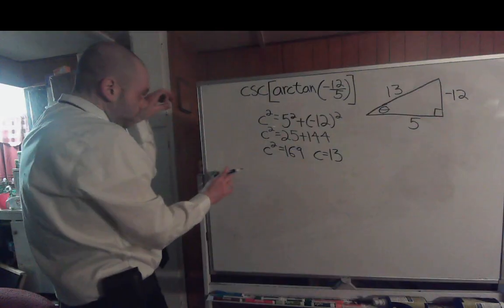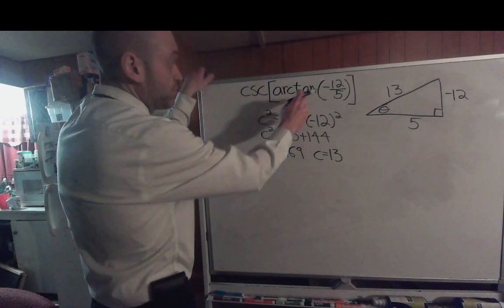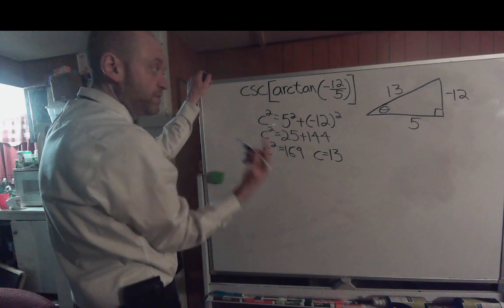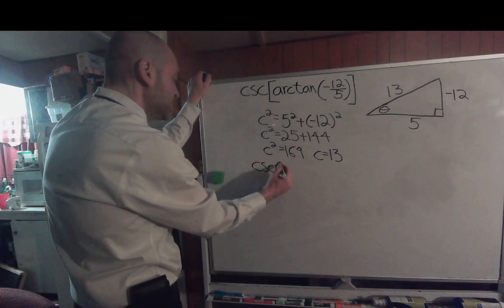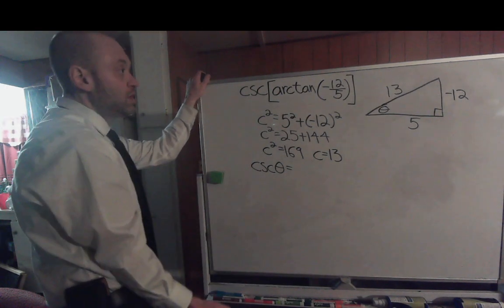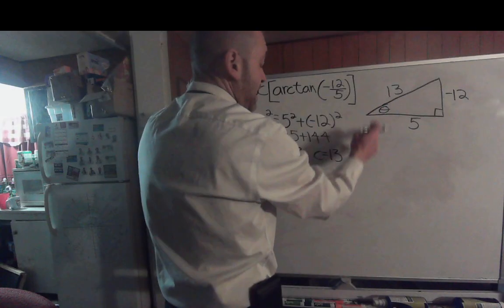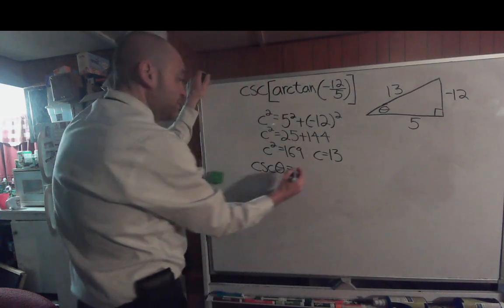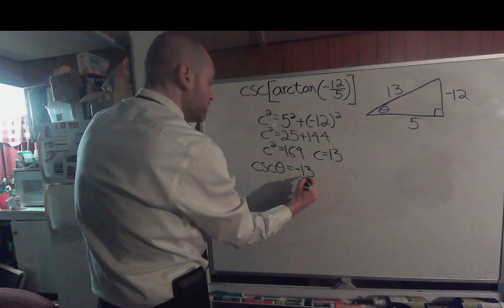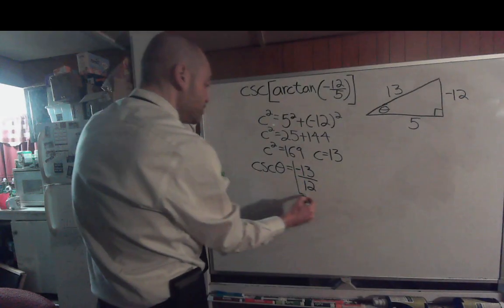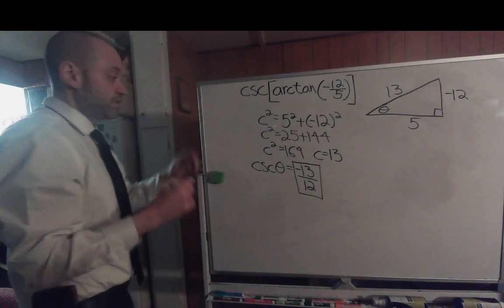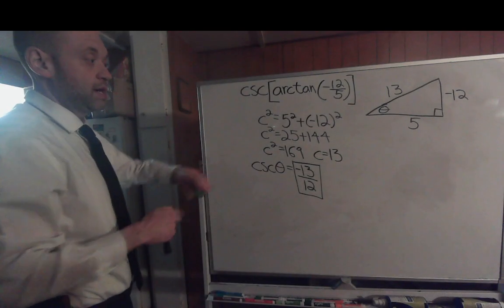All right. So of course the angle that produces a tangent of negative 12/5 is just simply theta. So we're reduced to the cosecant of theta, which is hypotenuse over opposite. That would give you negative 13/12. So you should get an answer of negative 13/12 for this problem.